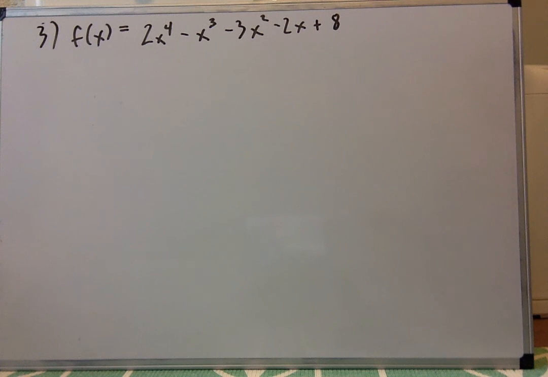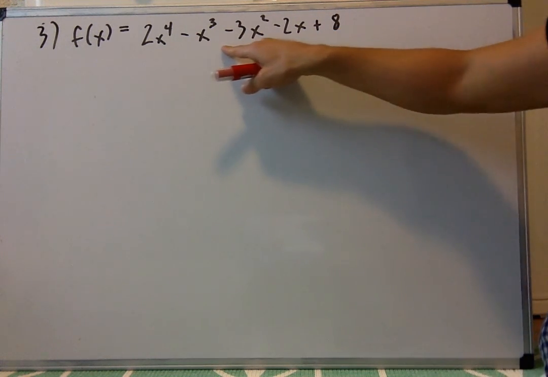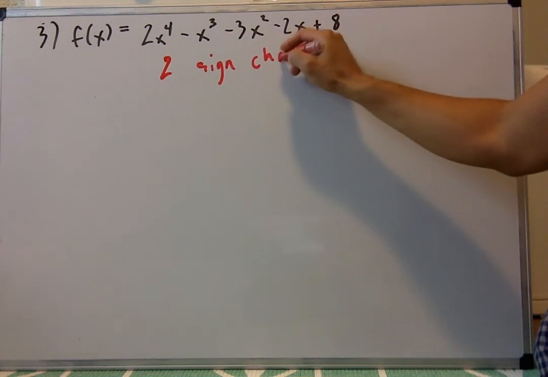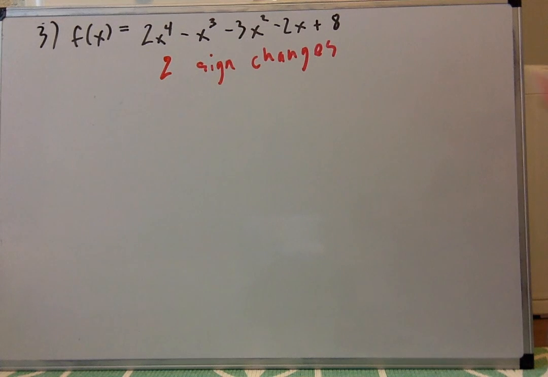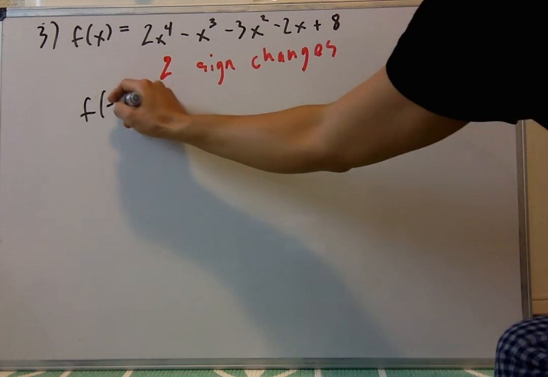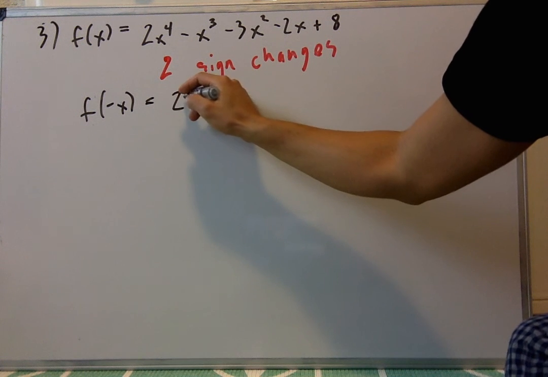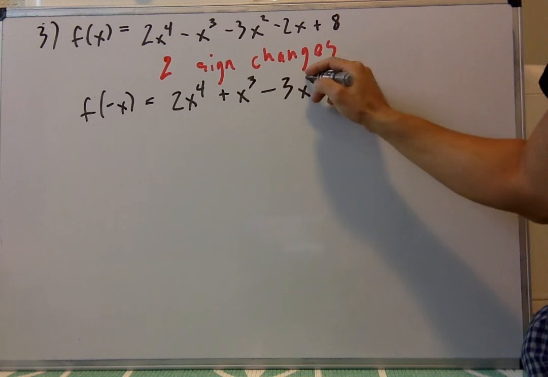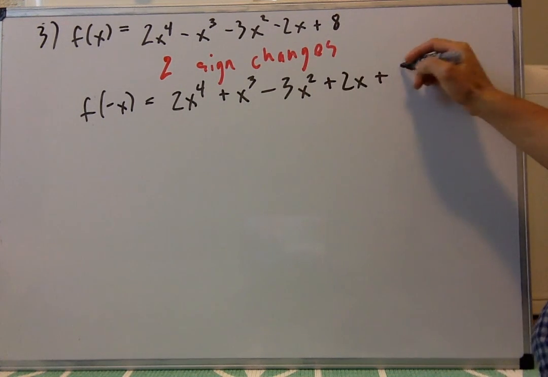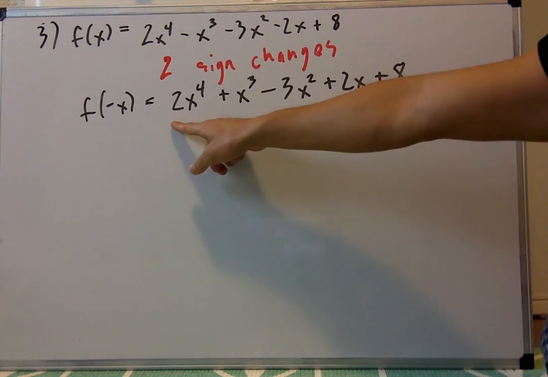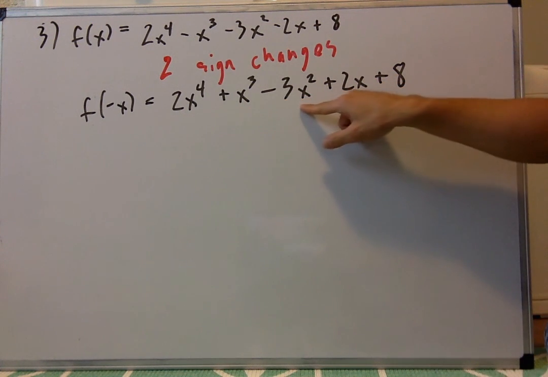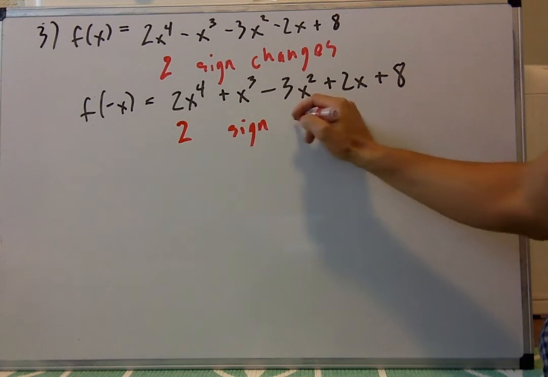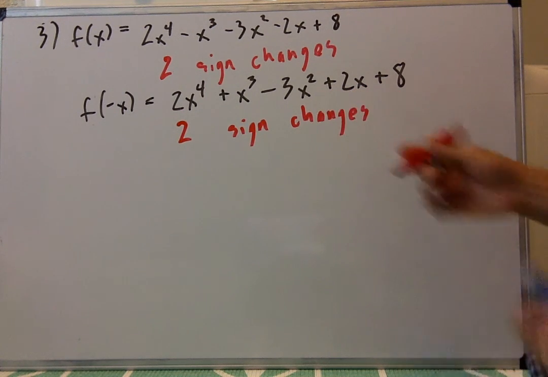Okay, so same thing. Let's count the changes. This is from positive to negative to positive, so there's 2 sign changes. All right, now let's look at f of negative x. The first part stays the same because it's even. This is going to switch to positive x to the third minus x squared plus 2x and then plus 8. Okay, so from positive, staying positive, negative, that's 1, back to positive, that's 2. So 2 sign changes. Okay, both of them have 2 sign changes.